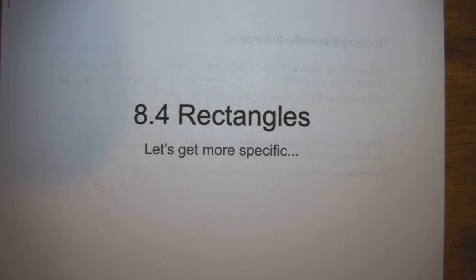Chapter 8, Section 4 is going to take us into rectangles. So what we're going to do is work from just broad quadrilaterals and start working our way more and more specifically. We started with parallelograms, and we got some neat ideas out of those. Now we're going to take it a step further and go into rectangles.